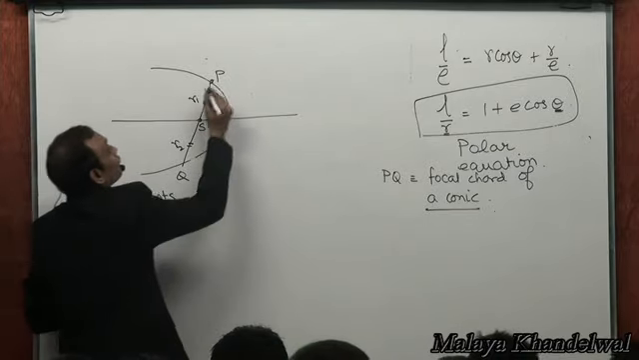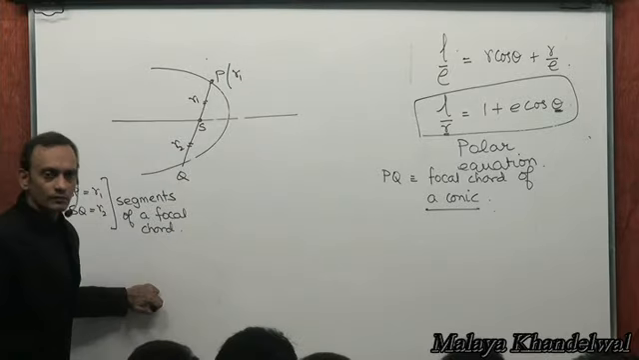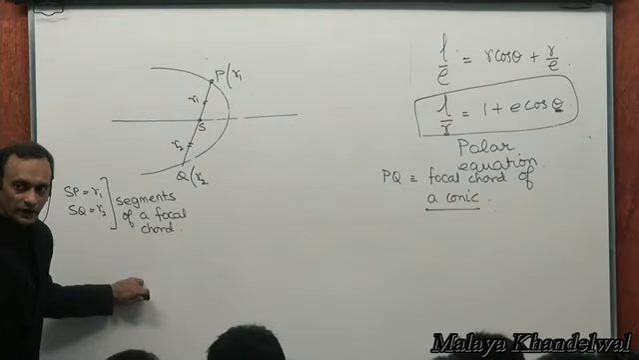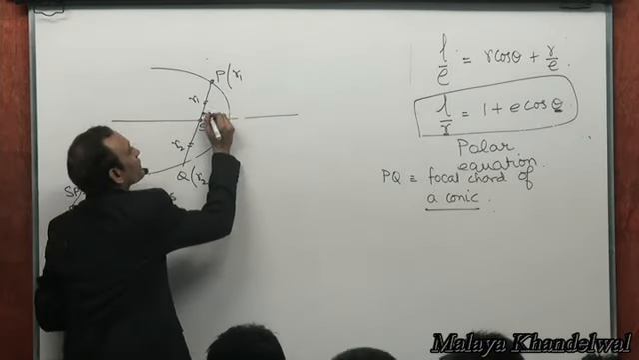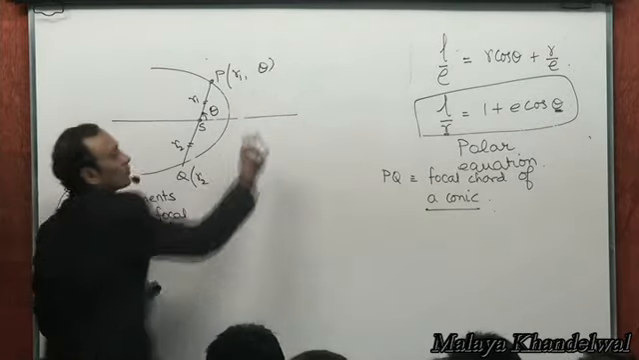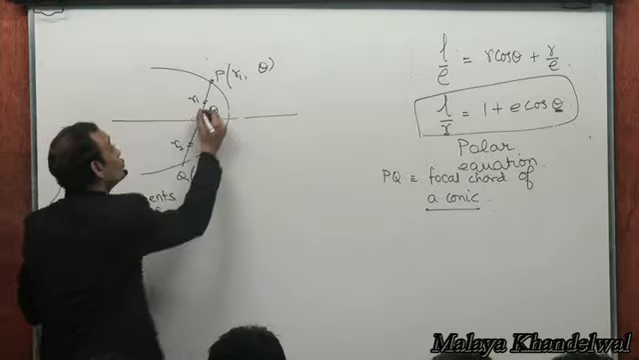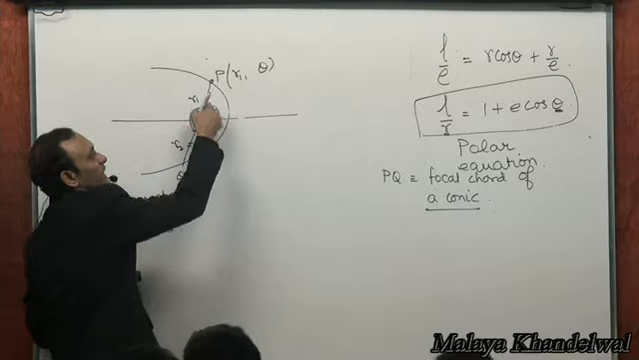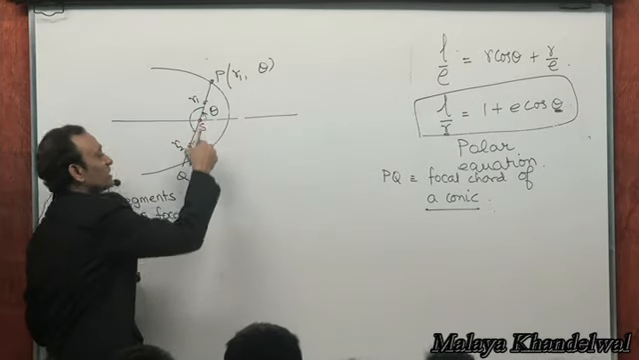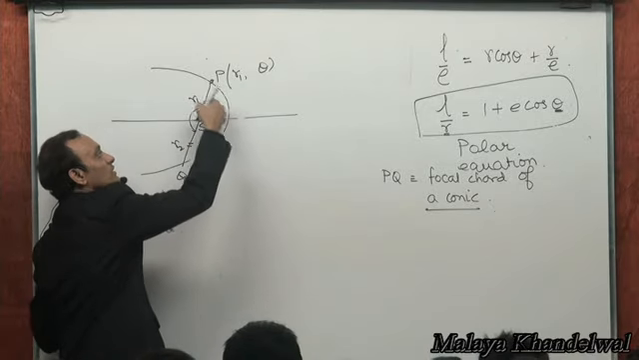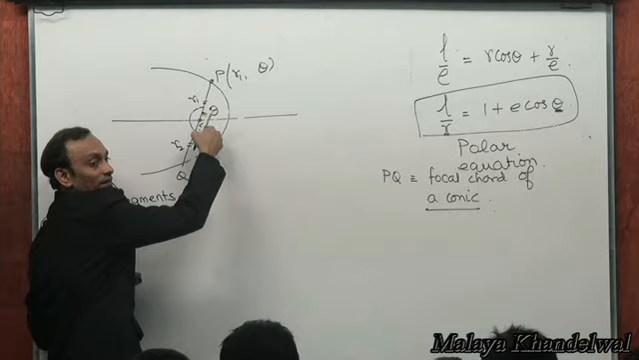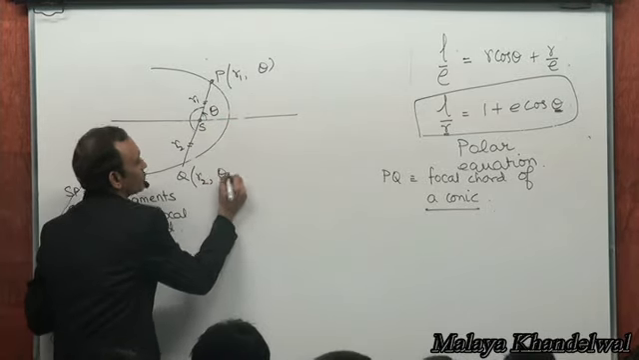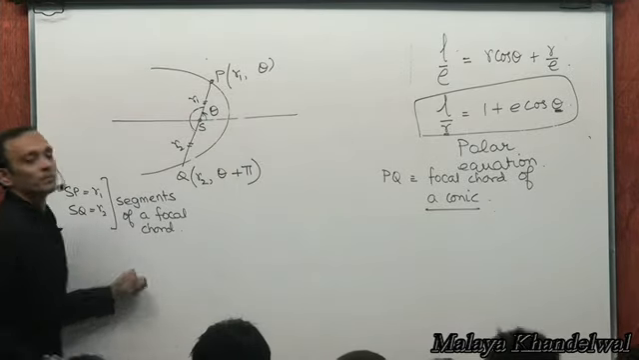Now, for P, r is R1, and theta is theta. For Q, r is R2, and theta would be theta plus pi. Yes or no? The theta for Q would be the angle that SQ makes with the axis, which would be theta plus pi. So for Q, r would be R2 and theta would be theta plus pi.